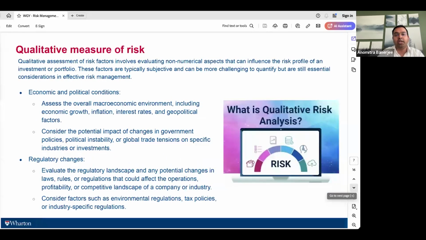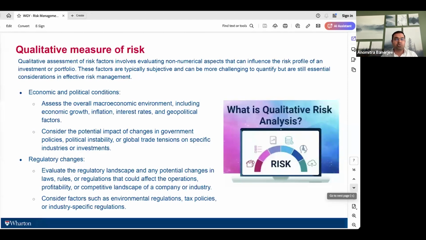Now let's come to the qualitative aspect of risk. And this is very interesting, because the quantitative aspect is something that all of us understand. It's pure math based on statistics. It's easy to calculate. People have been doing it for a very long time.